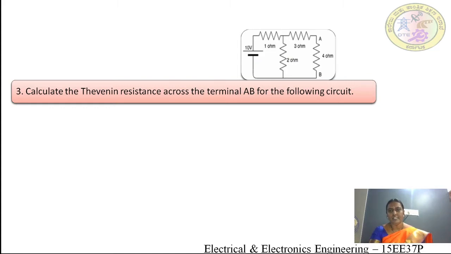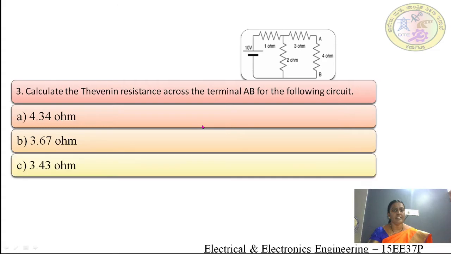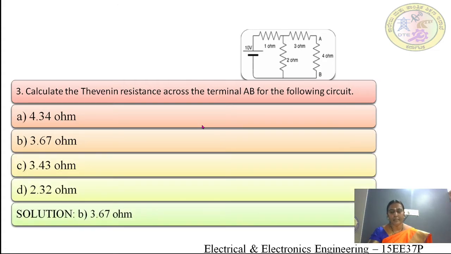Then 1 ohm in parallel with 2 ohm is 1 into 2 divided by 1 plus 2, that is 2 divided by 3, which is 0.66. After we parallel 2 and 1, we get around 0.66, which is to be added with 3 ohm. 0.66 plus 3 gives 3.667. That is the answer.